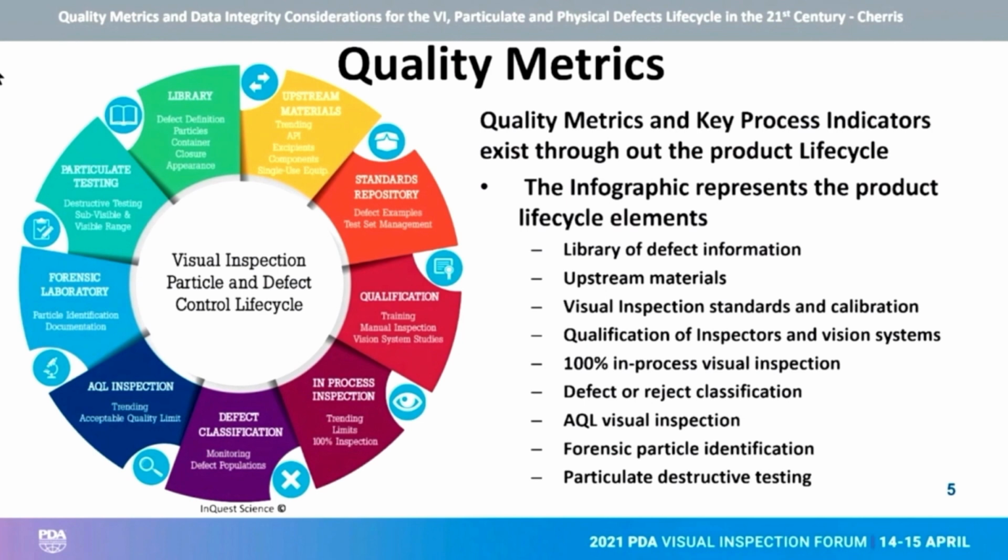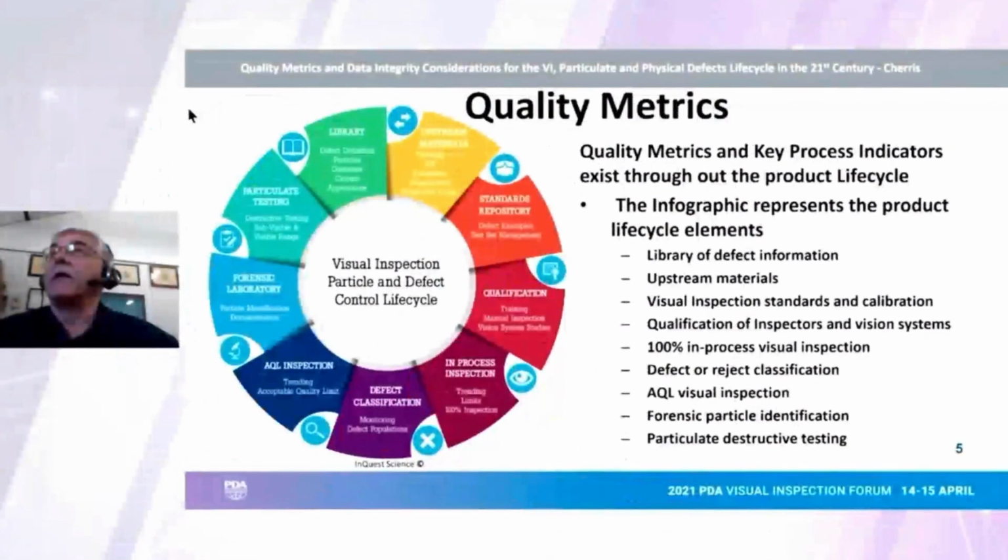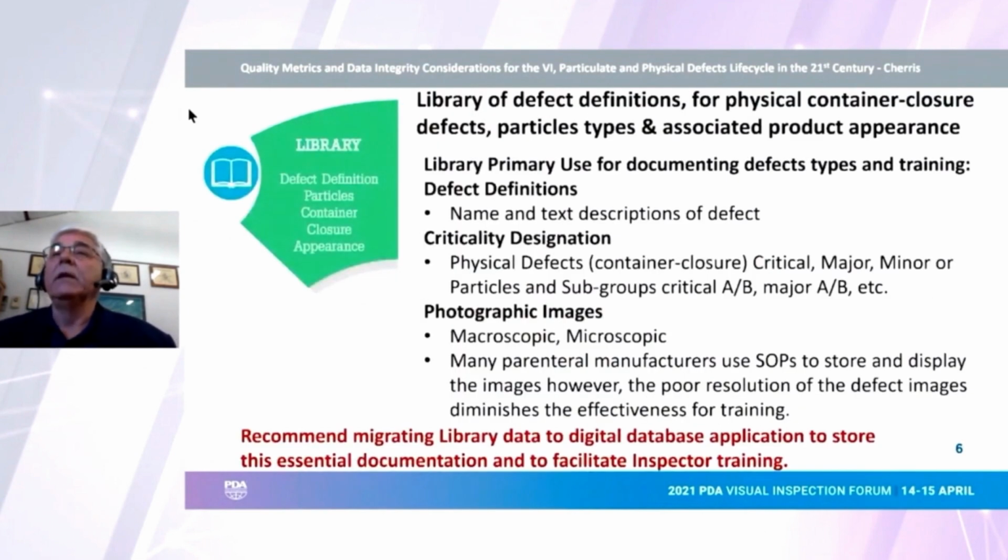So all of these form the quality metrics that we require to produce and make a batch decision on our products day to day. The first piece of the puzzle is the library of defect definitions for physical container closure defects, particle types, and associated product appearance. The primary use of this library is for creating defect definitions, the name and text definitions of a defect.